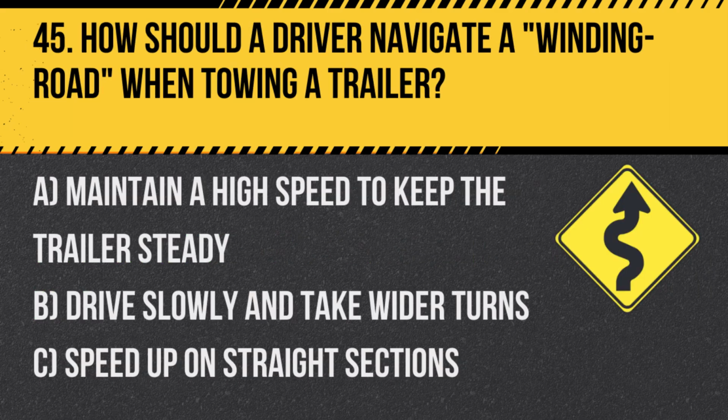Question 45. How should a driver navigate a winding road when towing a trailer? A. Maintain a high speed to keep the trailer steady. B. Drive slowly and take wider turns. C. Speed up on straight sections. Answer. B. Drive slowly and take wider turns. Towing a trailer requires more cautious driving on winding roads.